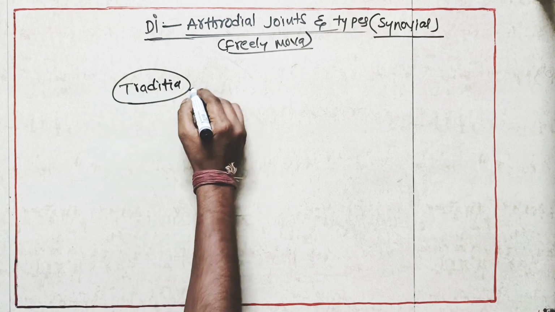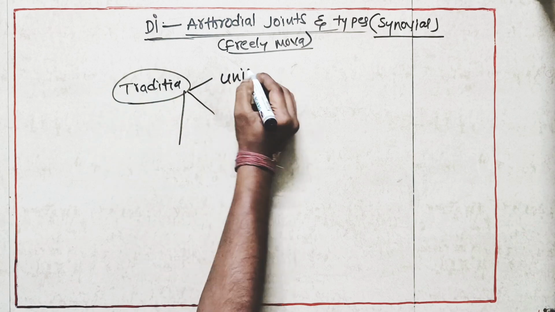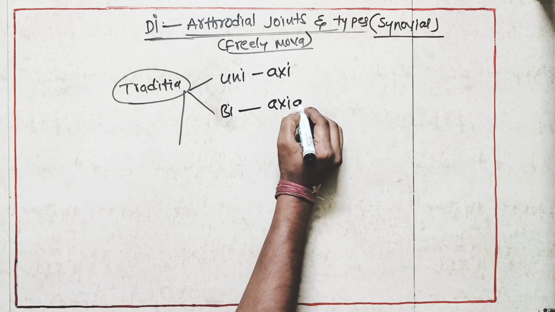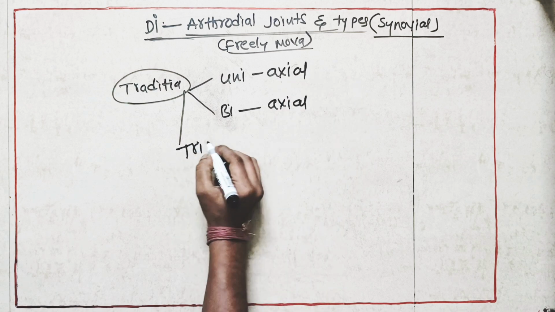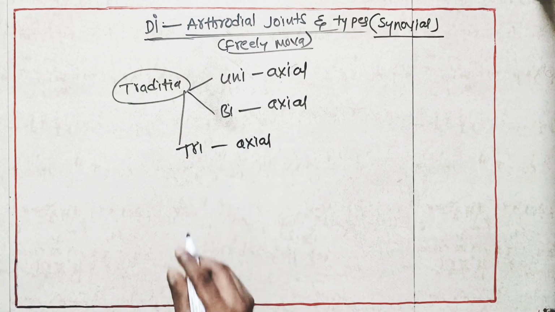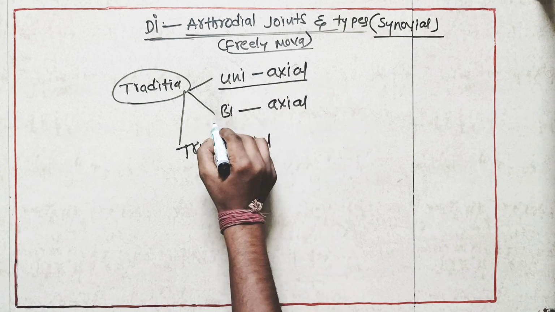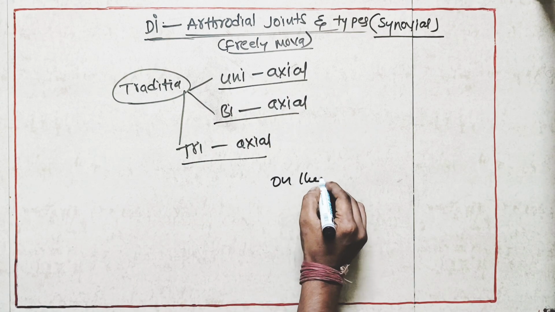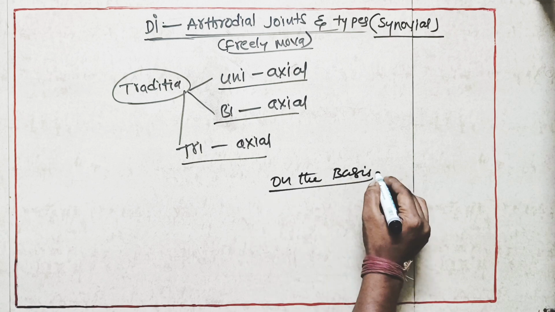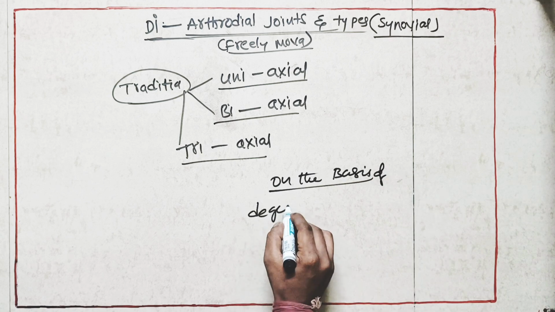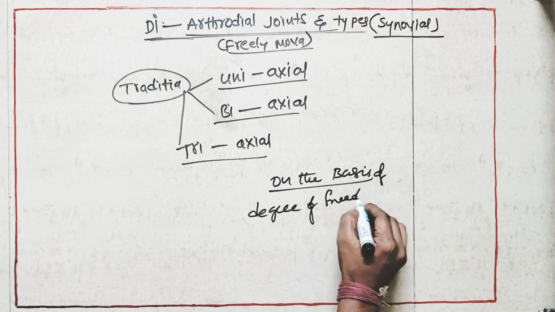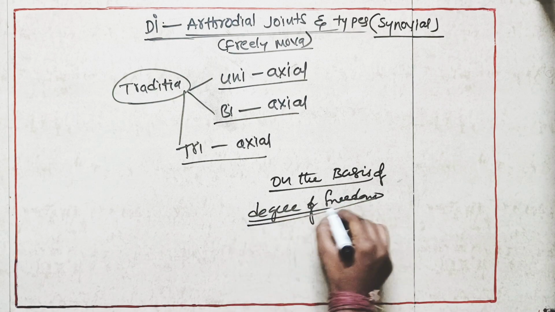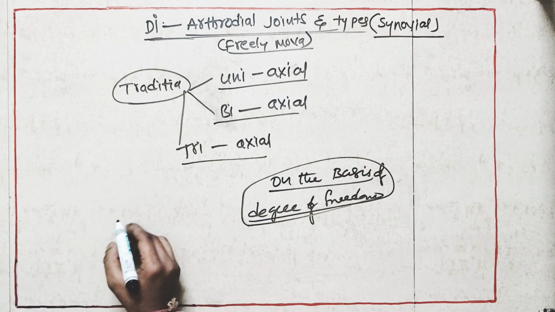Traditionally, these joints are divided into three types: uniaxial joint, biaxial joint, and triaxial joint. How are they divided into uniaxial, biaxial, and triaxial? On the basis of degree of freedom. What does degree of freedom mean?